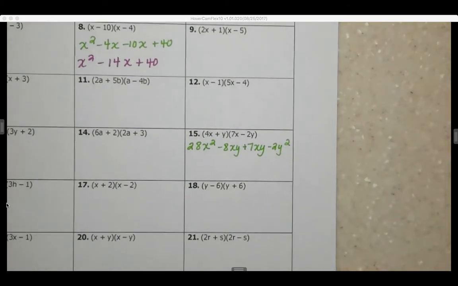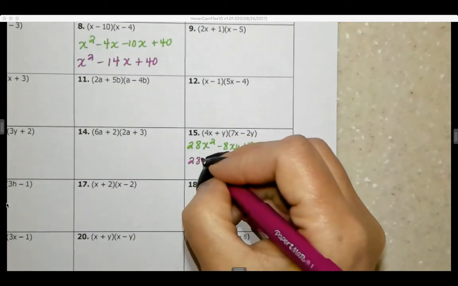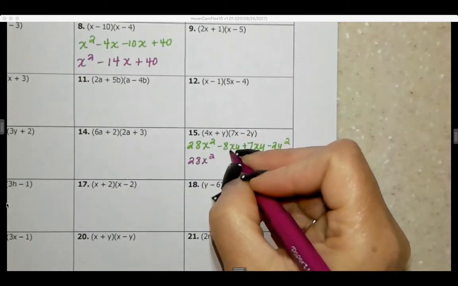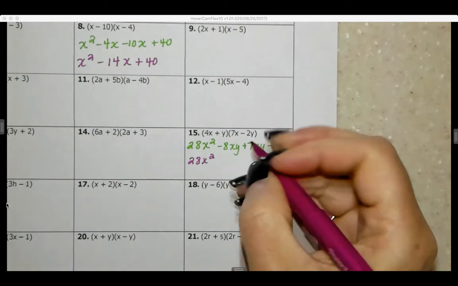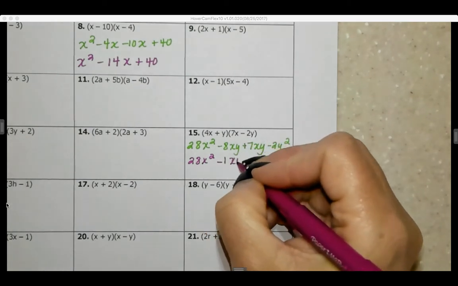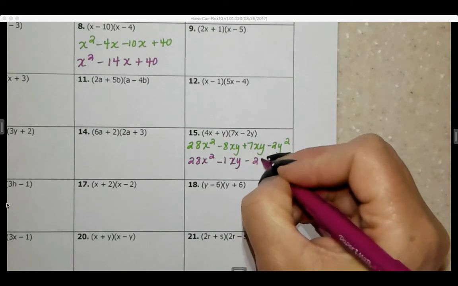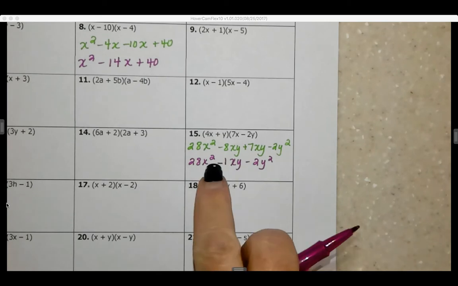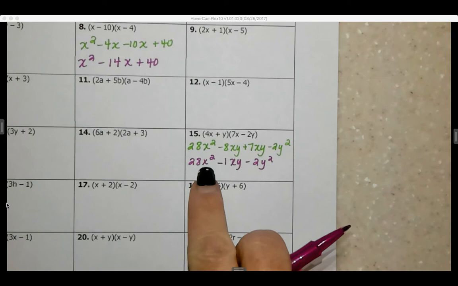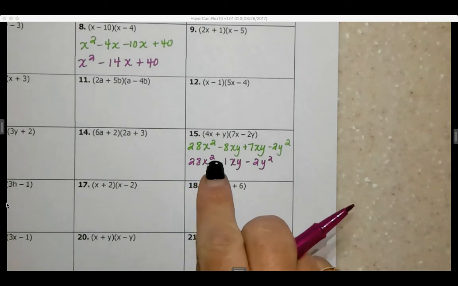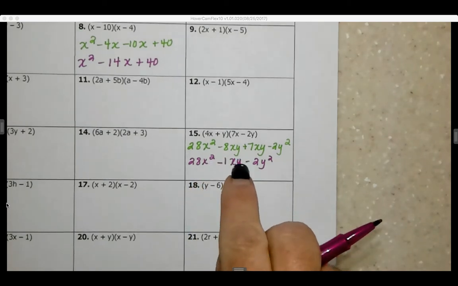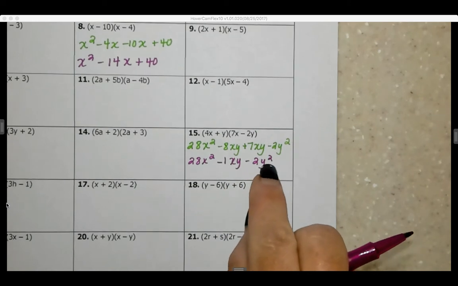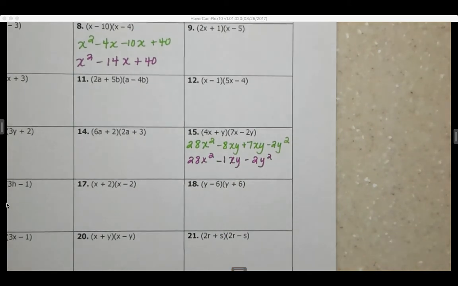Okay, I see like terms in the middle. 28x squared minus 8xy plus 7xy makes minus 1xy, and minus 2y squared does not change. And this happens to be in standard form, right? You focus on the alphabetical part of your variables, and from there, this x with a 2 is more powerful than this x with a 1. So he comes next, and then this plain old y by himself, he would be last. Okay?